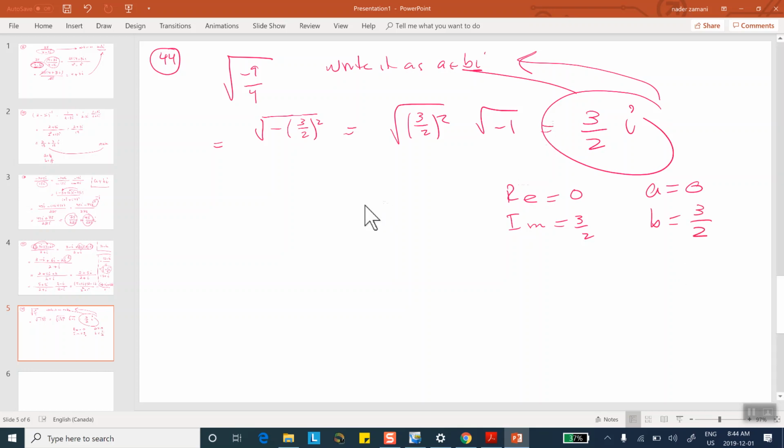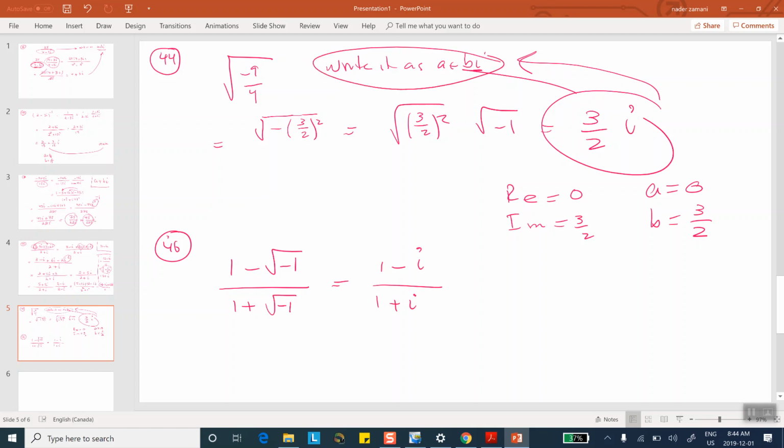Okay. Next one, number 46. Same kind of a problem. 1 minus square root of minus 1 over 1 plus square root of minus 1. So this is going to be 1 minus i over 1 plus i. And because we want to write it like that, we're going to multiply the top and the bottom by the complex conjugate of what's in the denominator. What does that mean? 1 minus i, 1 minus i.